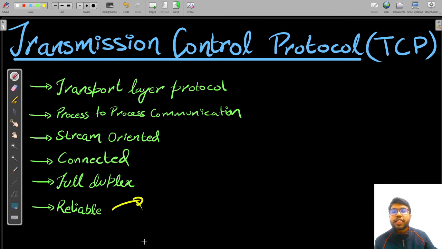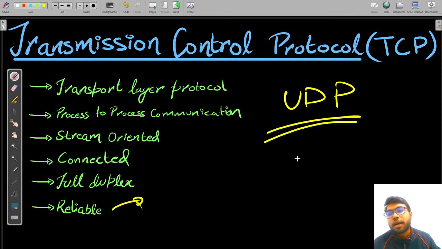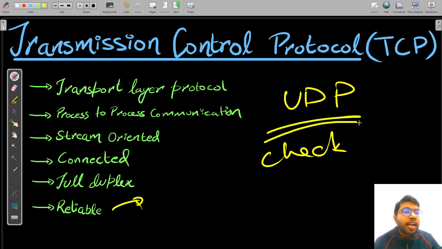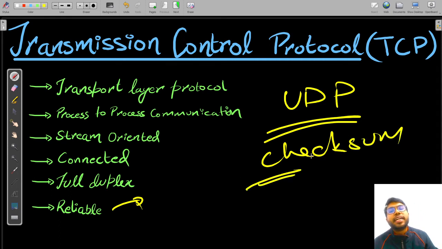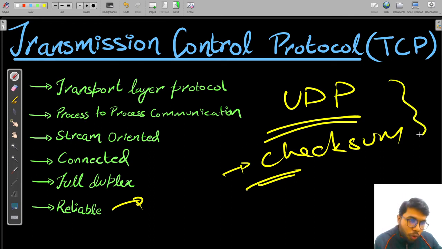Then we're also saying that it is reliable. UDP was extremely unreliable. It did nothing. It had a checksum, and that was it. And even this checksum is not mandated. It can be there or not be there. It doesn't matter. That was all the reliability UDP had.